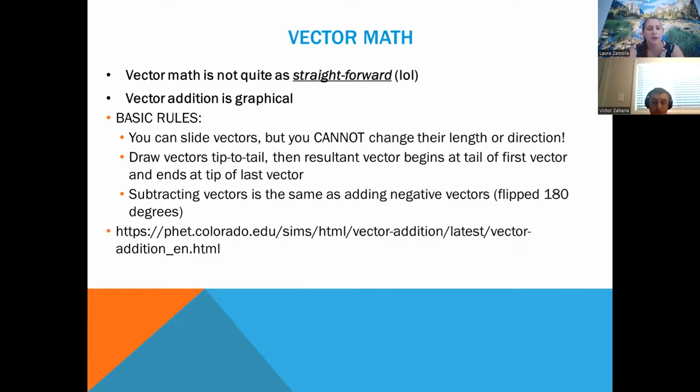But our last rule before I show you that is that subtracting vectors is the same thing as adding a negative vector. So you can flip it 180 degrees. That's the same thing as making it negative or subtracting a vector.